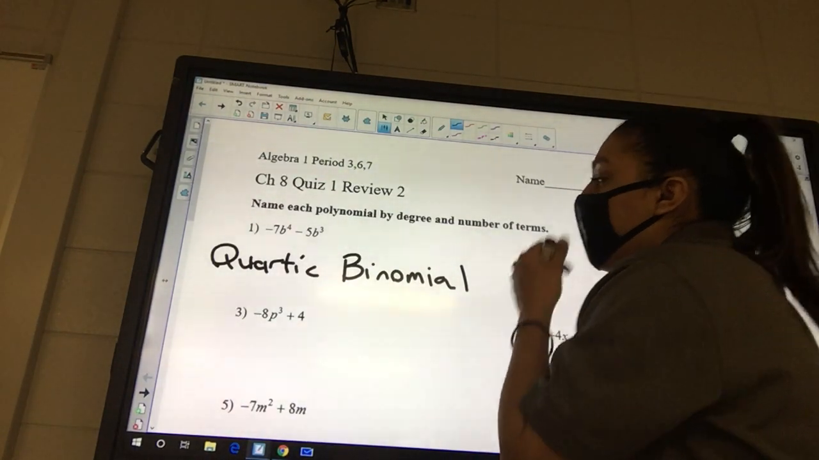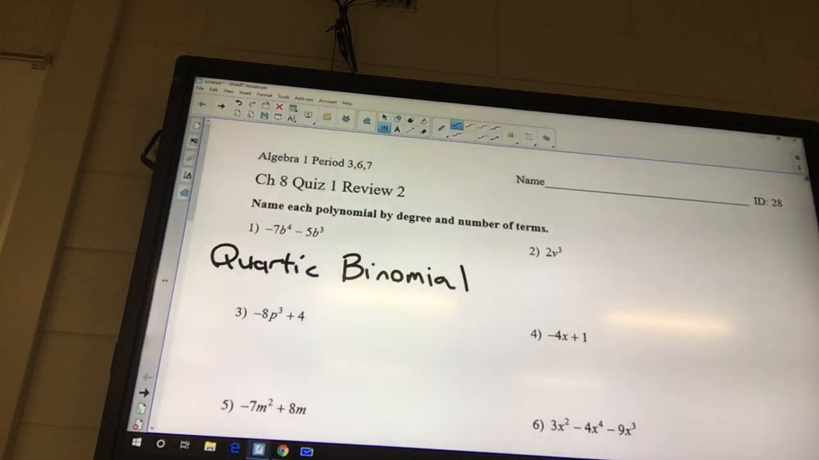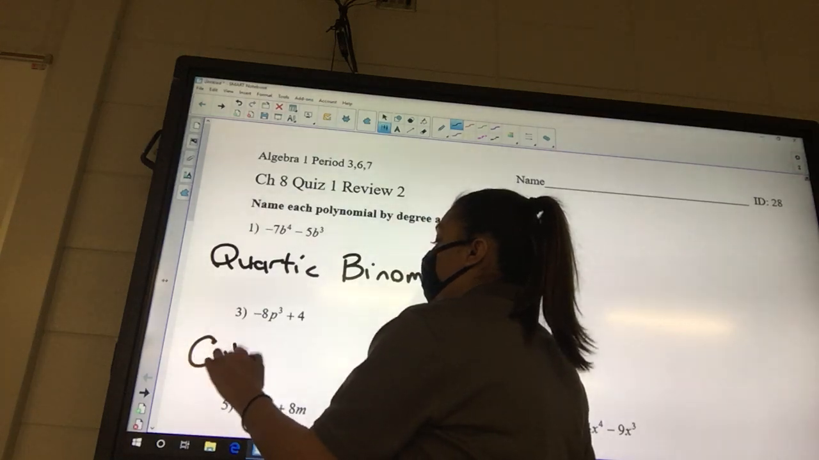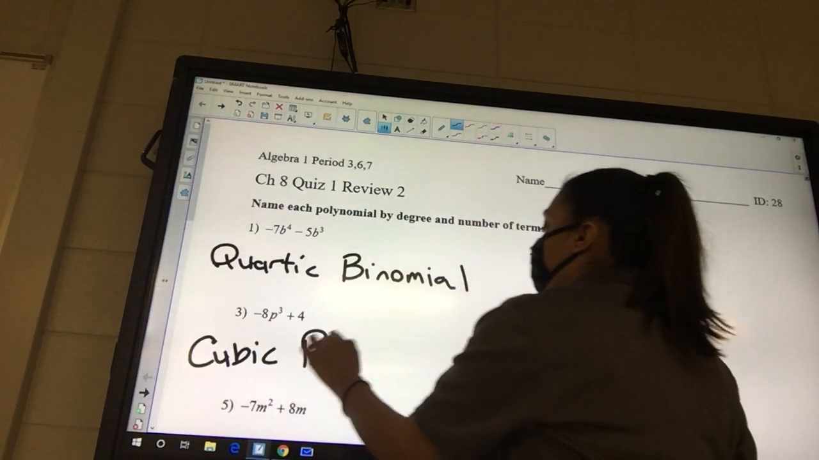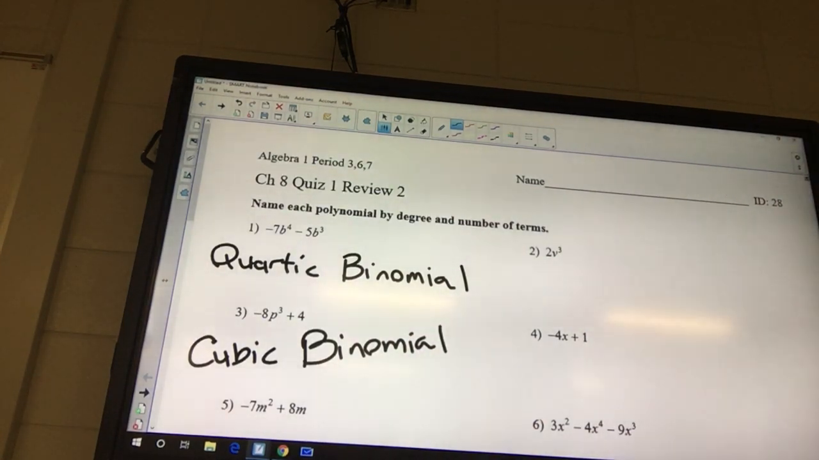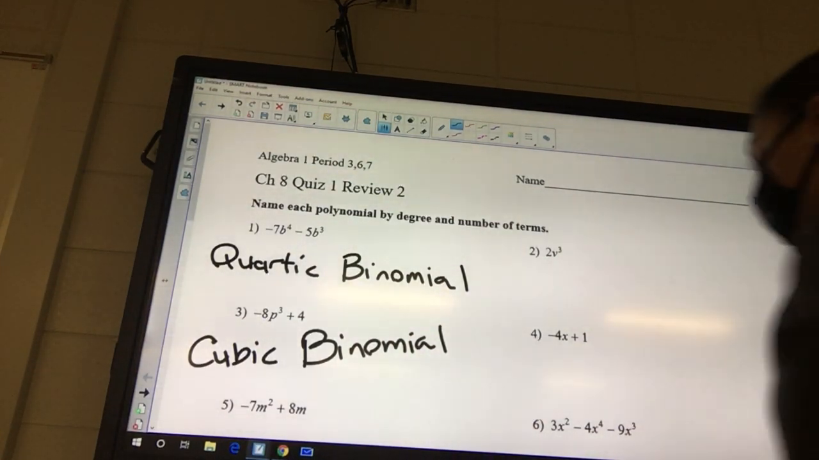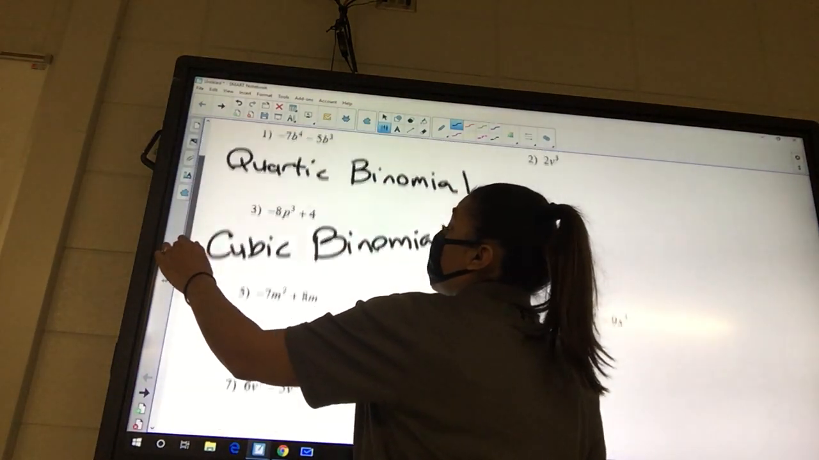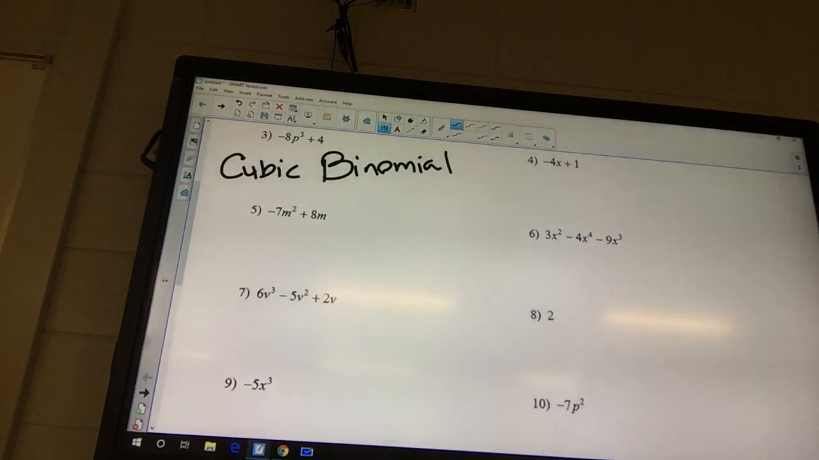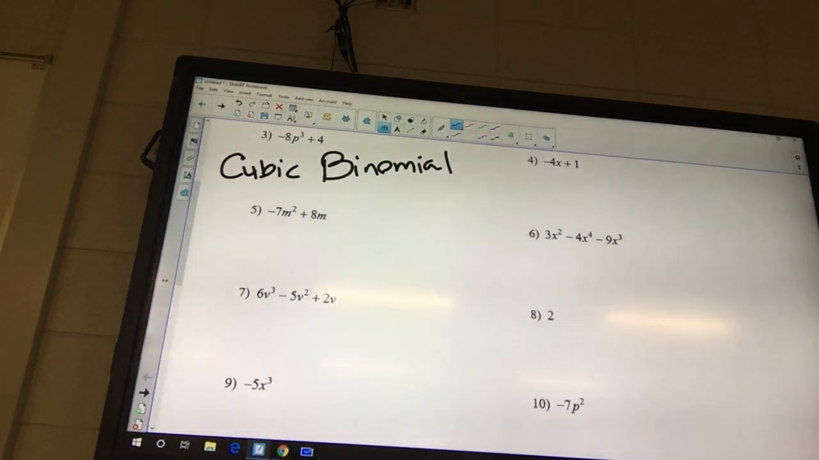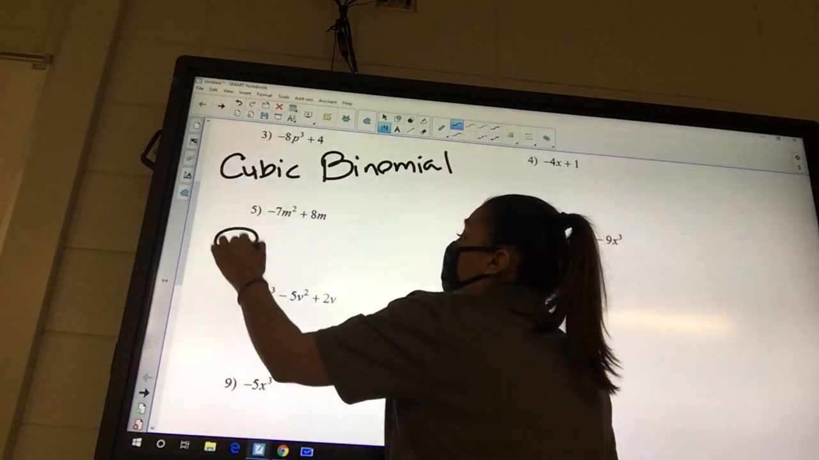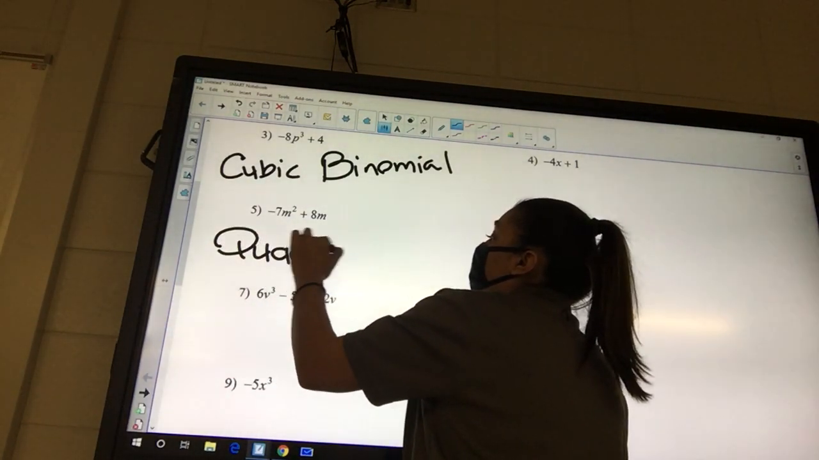Look at 3. What's the highest exponent? 3, so it's going to be cubic. And how many terms? 2. It's a binomial. Look at 5. What's the highest exponent? 2, so it's going to be quadratic. And then how many terms? 2, so it's going to be binomial.